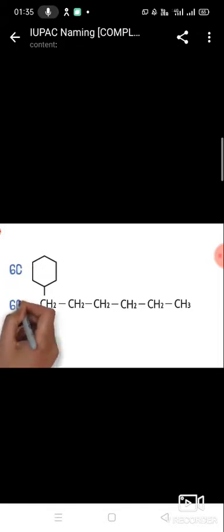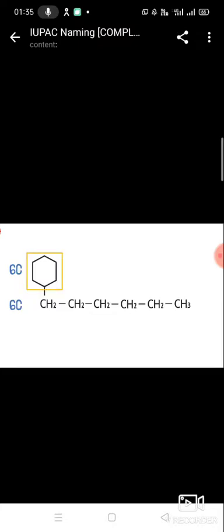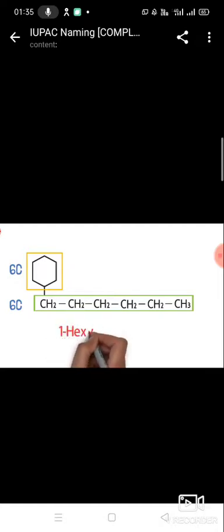Here the ring has 6 carbon atoms, and the attachment also has 6 carbon atoms. The main is cyclohexane and the substituent is hexane, hexyl. So 1-hexylcyclohexane.